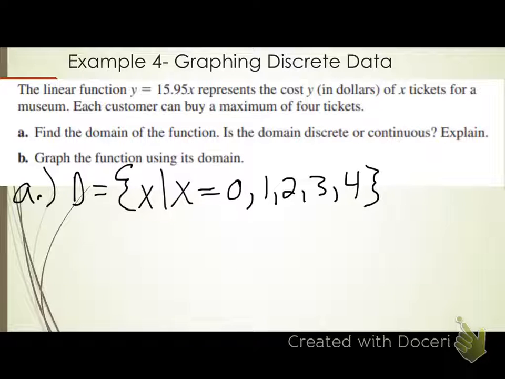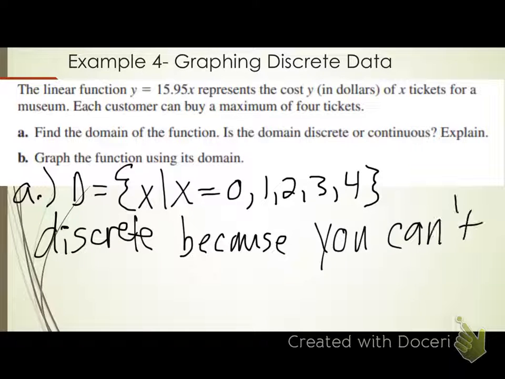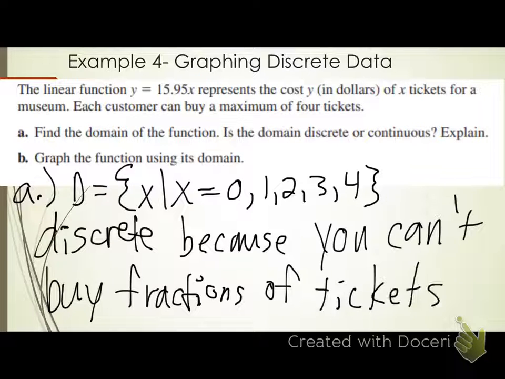Discrete. Why is it discrete? Because it's only whole numbers. It's only a set number of x values, correct? Because you can't buy fractions of tickets. So we would say this is discrete, because you can't buy fractions of tickets. Does that make sense for letter A? Boom, we've answered letter A.